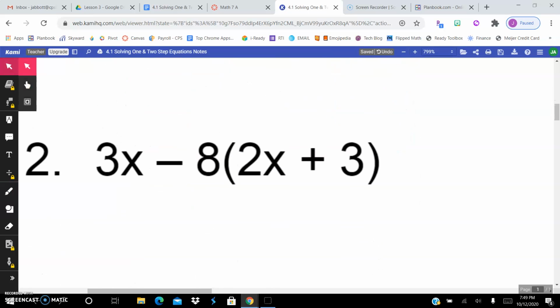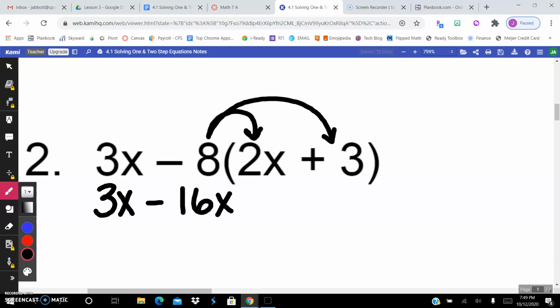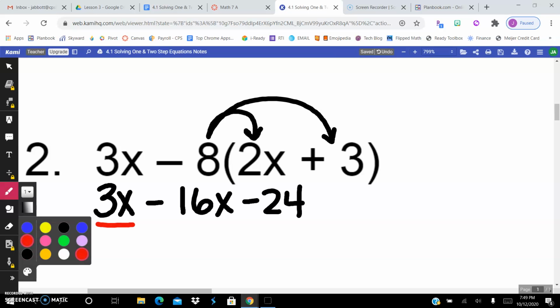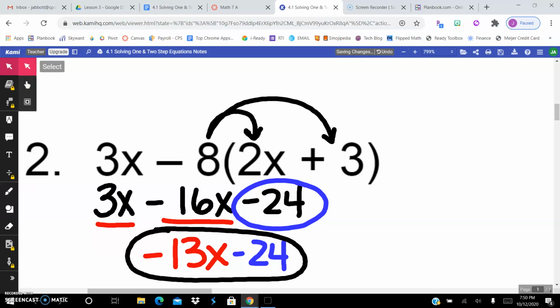For this one, we have to distribute before we can combine like terms. So we have to take that negative 8 and multiply it by everything inside the parentheses. So we're going to have this 3x. Negative 8 times 2 would be negative 16x. And negative 8 times a positive 3 would give negative 24. So then 3x and negative 16x are like terms, and 3 minus 16 would be negative 13x. And then we have this negative 24, so minus 24, and that would be our simplified answer.